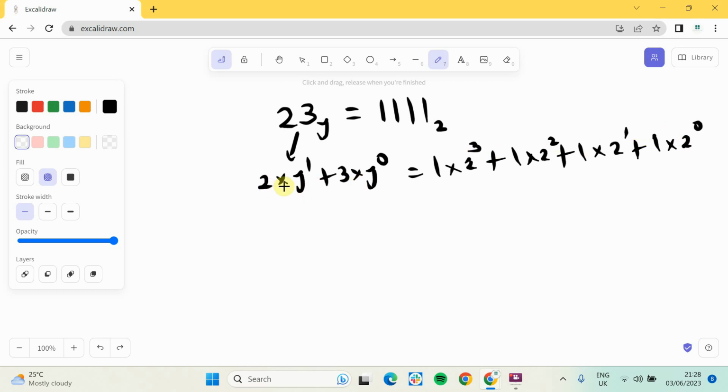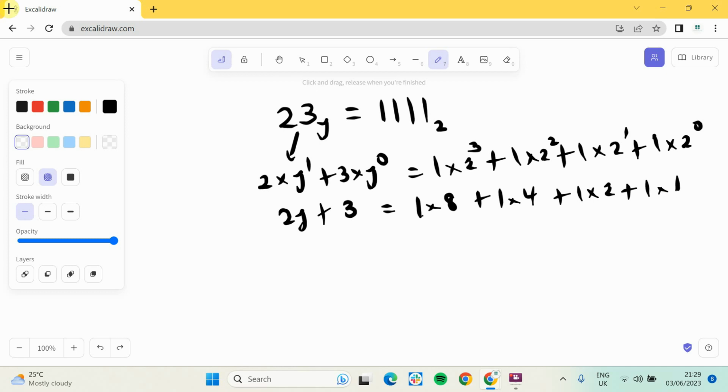Right. So 2 times y raised to power 1 will be 2y. Plus 3 times y raised to power 0, y raised to power 0 is 1, so that will be plus 3. 1 times 2 raised to power 3 is 8. Plus 1 times 2 raised to power 2 is 4. Plus 1 times 2 raised to power 1 is 2. Plus 1 times 2 raised to power 0 is 1. Great. So that would be 2y plus 3 is equal to 1 times 8 is 8, plus 1 times 4 is 4, plus 1 times 2 is 2, plus 1 times 1 is 1.